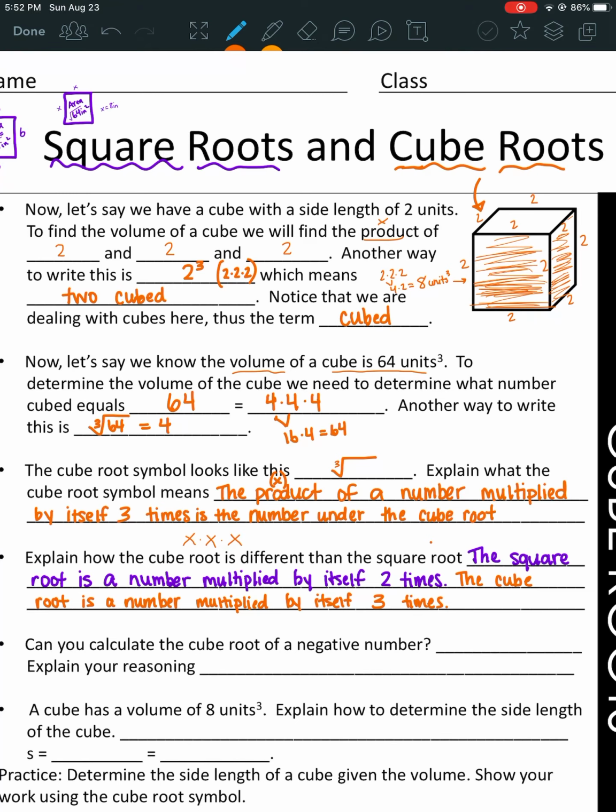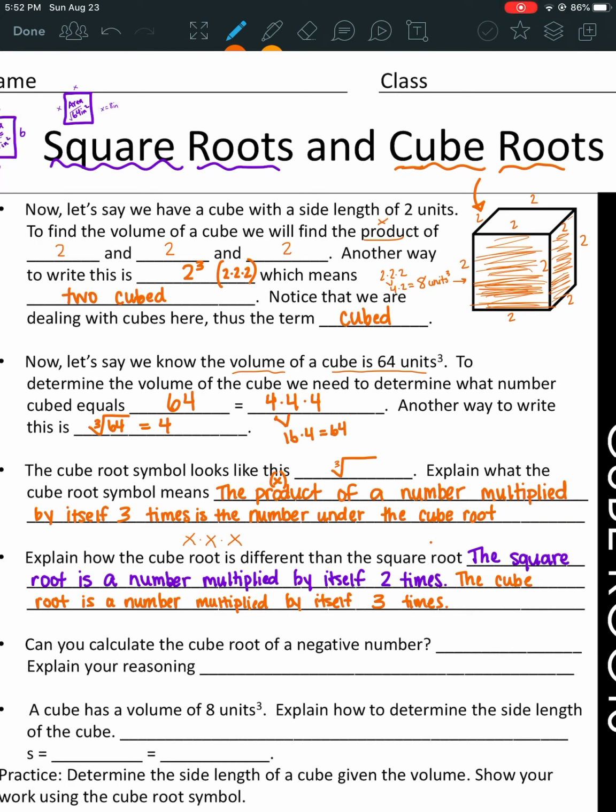Okay, explain how the cube root is different than the square root. So again, I put up here that example in purple. The square root is a number multiplied by itself 2 times, but the difference then, a cube root is a number multiplied by itself 3 times. Okay, so if you need those definitions, you can pause the video and write those down.